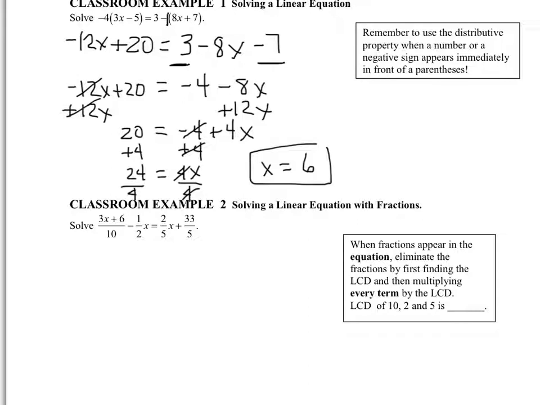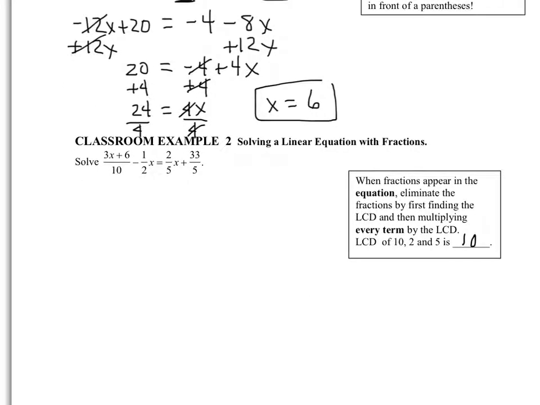If we look at our denominators, there's a 10, a 2, a 5, and a 5. I'm looking for the smallest number that 10, 2, and 5 would all divide into evenly. The answer must be 10. So if that's my LCD, I want to multiply every single term by 10. So I'm going to make a little space and recopy this problem.